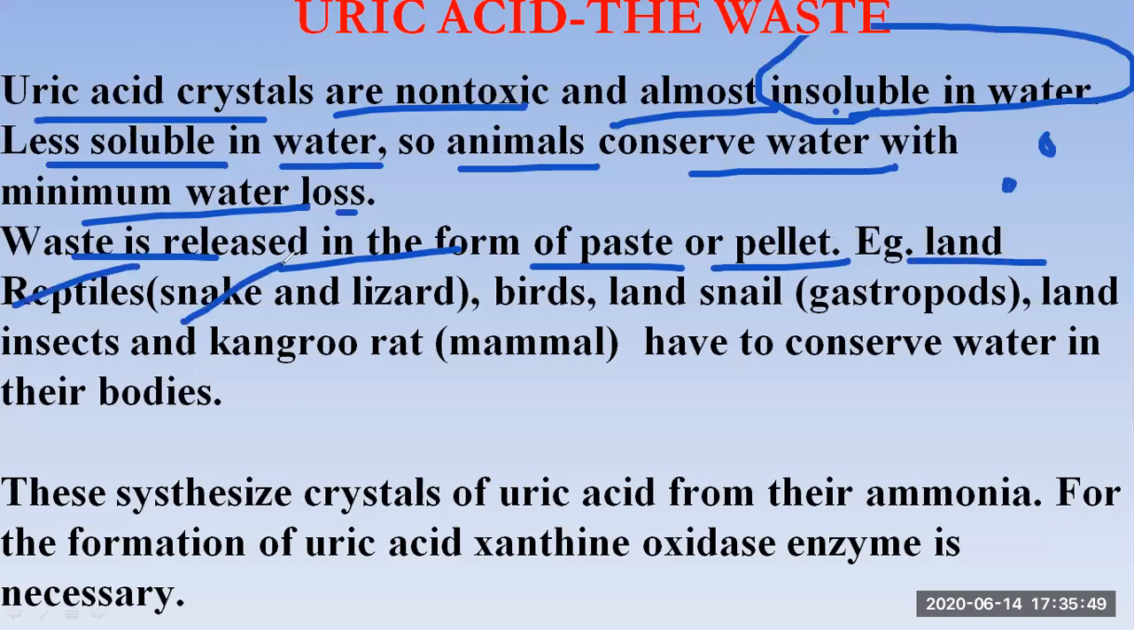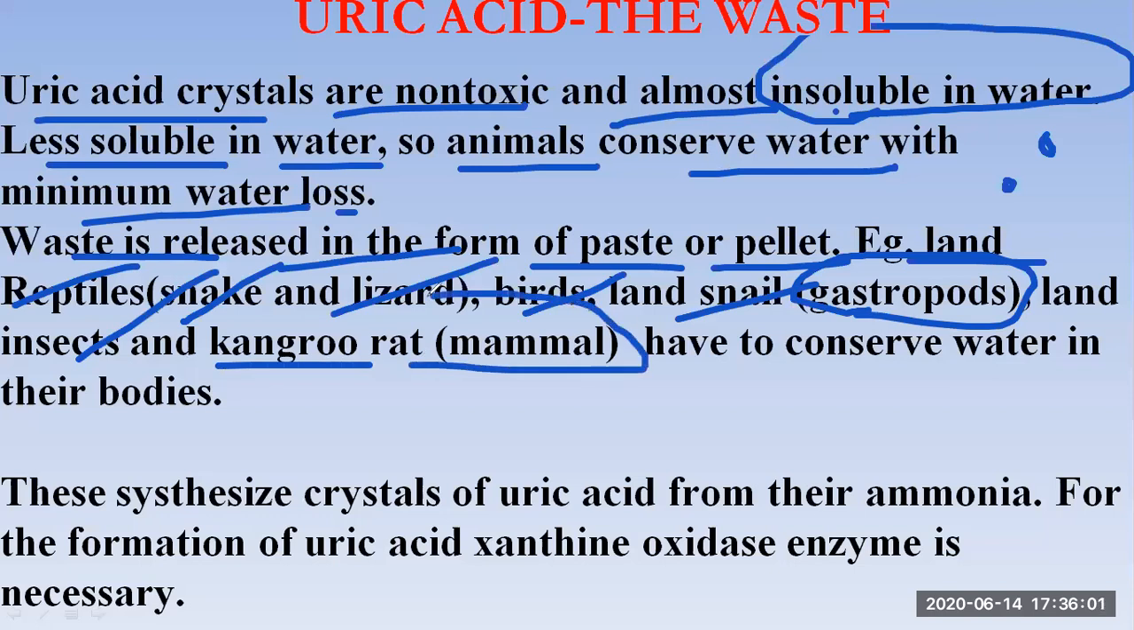land reptiles, for example snake and lizard, birds and land snail, gastropods, and land insects. And one more interesting feature, kangaroo rat, very important. Kangaroo rat is a mammal, but they excrete their excretory product in the form of uric acid, to conserve water in their bodies. So kangaroo rats adopted this phenomenon.